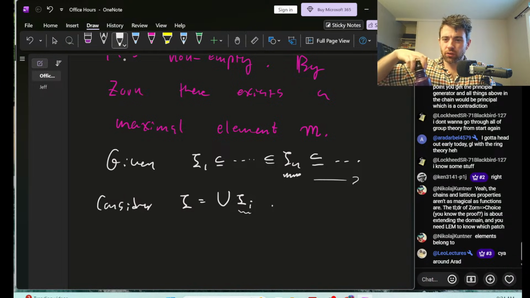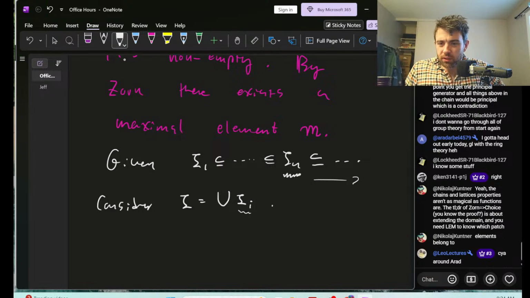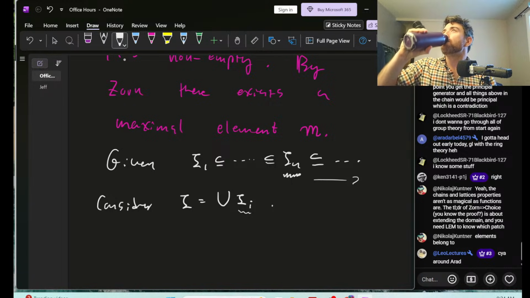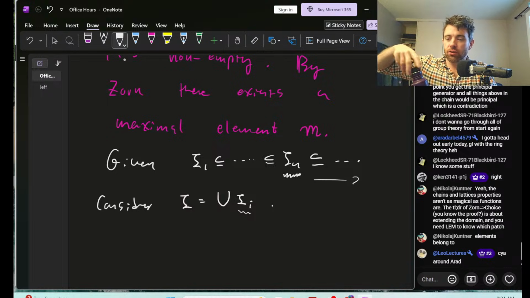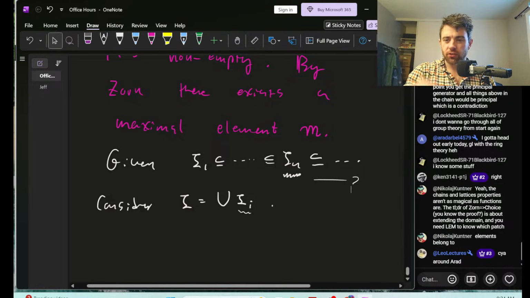You don't want to go through all of group theory from the start again? Well, you probably should. Are you really heading out early, Arad? Because I started late. But yeah, have a good day. Prove lots of stuff. Besides, the second time you go through group theory, you'll be able to reteach yourself stuff faster, so you can do more skimming of the sections.